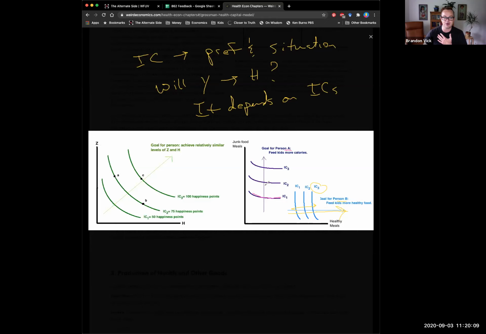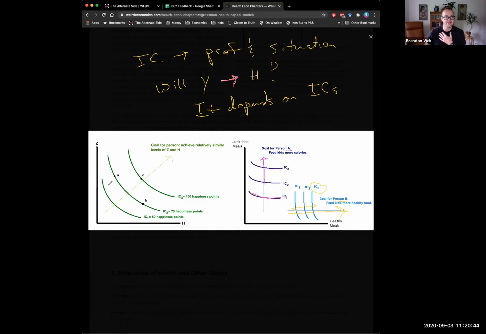If, however, I am not person B, if I am person A, then my goal is not to move rightward, it's to move up in more junk food meals or, let's call it more broadly, these Z-type experiences, not H-type experiences, not health, but other stuff. So if I get more income, it's not going to generate better health, but it's going to generate happiness for other things. So not for everybody does greater income lead to more health. It could lead to other things.